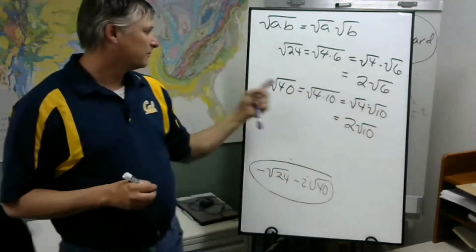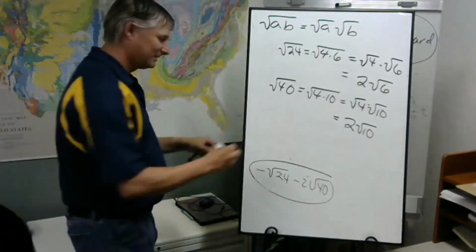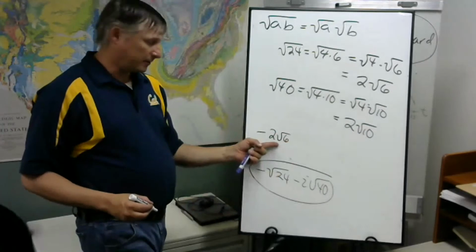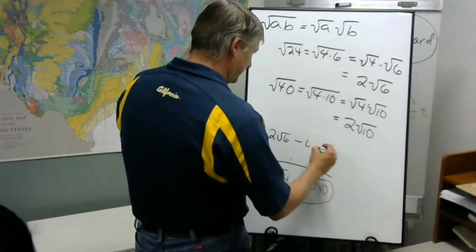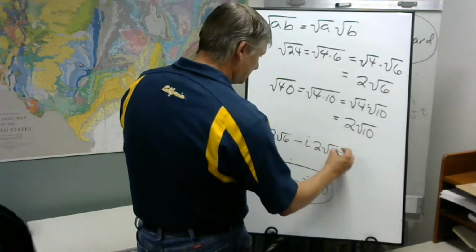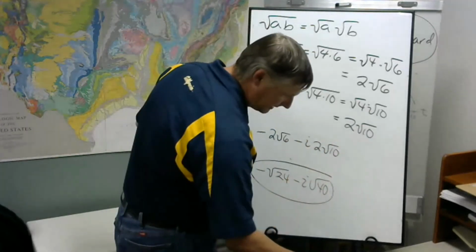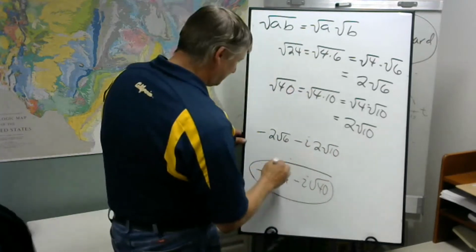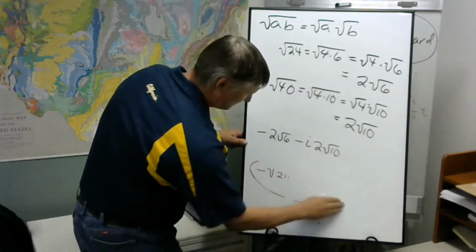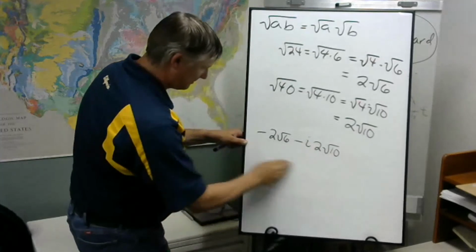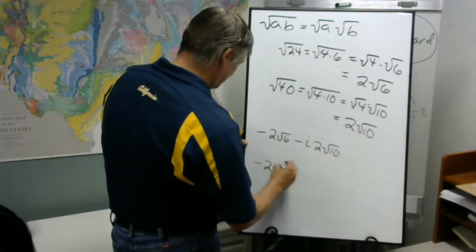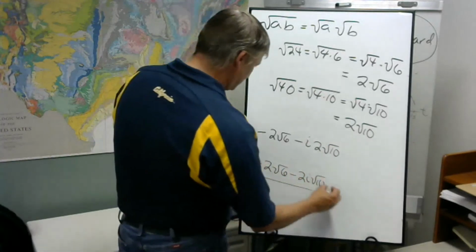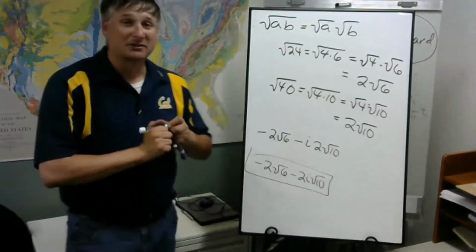So this is going to be 2 square root 6, and this is 2 square root 10. So now I'm going to rewrite my answer as negative 2 square root 6 minus i 2 square root 10. Let me double check that real quick. They'll put the i in front. That's what they'll do here. And that's going to be our answer.